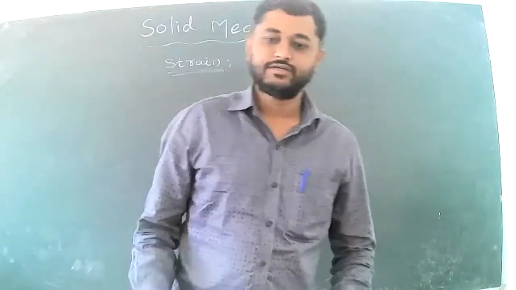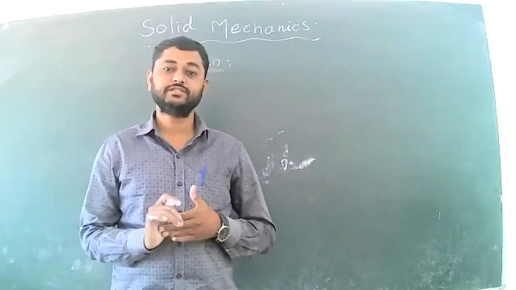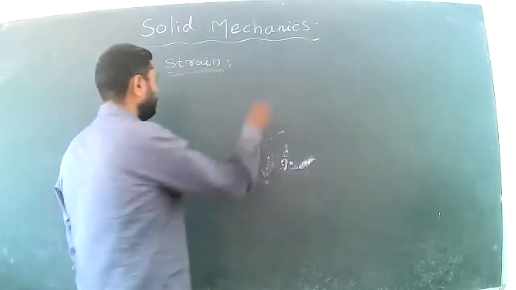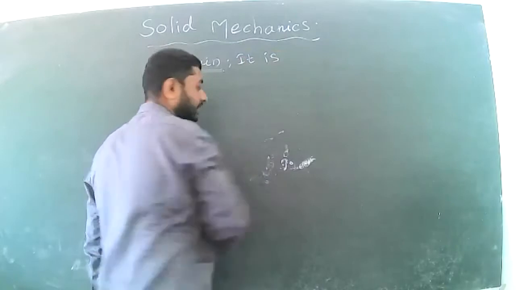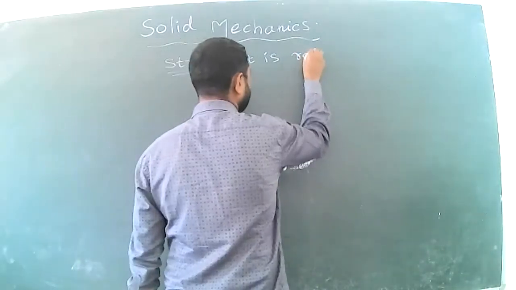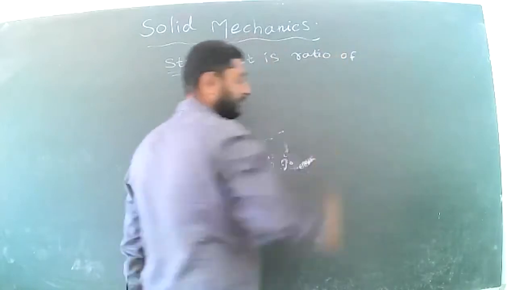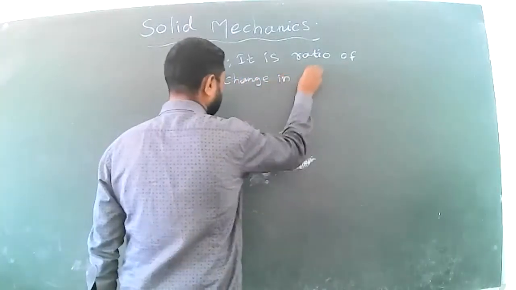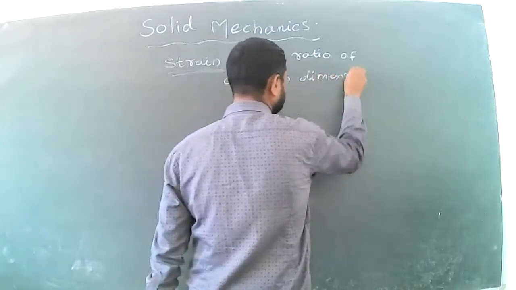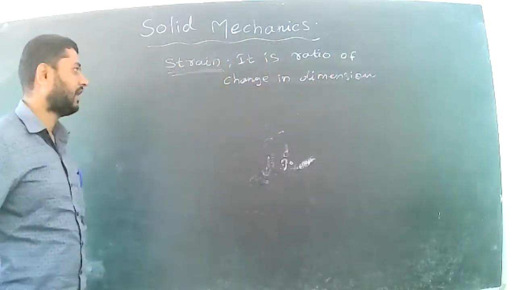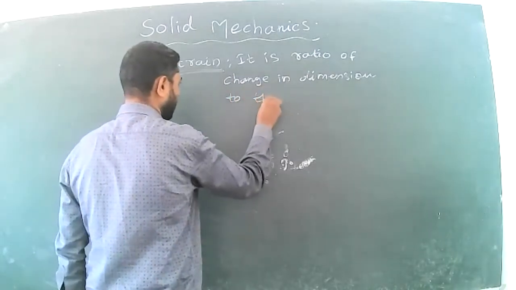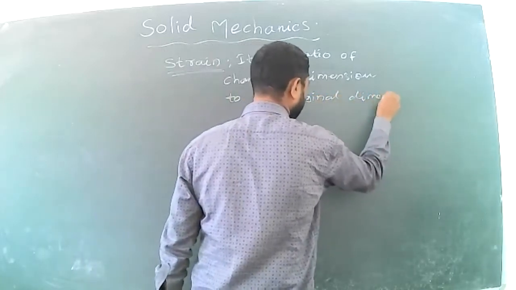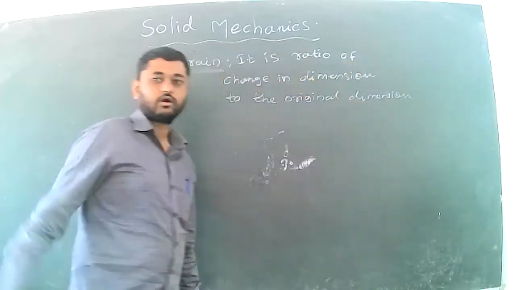So what is meant by strength? Strength is nothing but the ratio of change in dimension to the original dimension of any body or component.